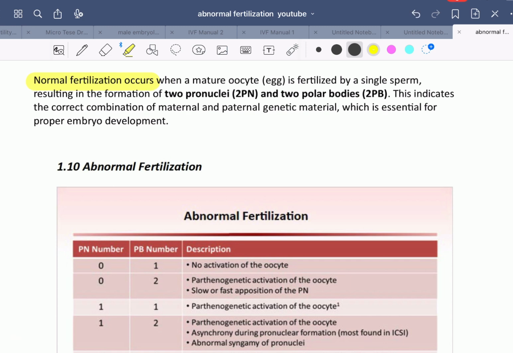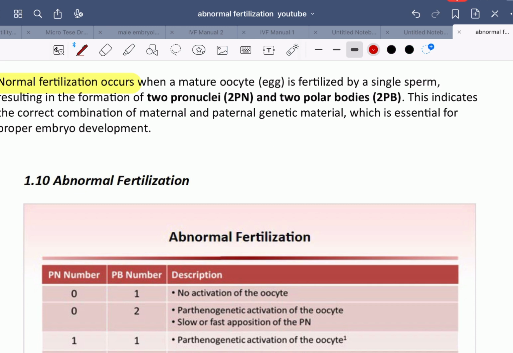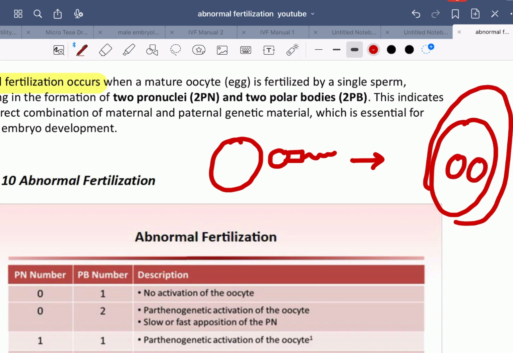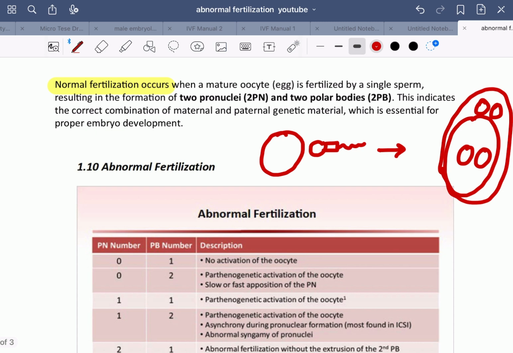Normal fertilization occurs when a mature oocyte is fertilized by a single sperm, resulting in formation of two pronuclei and two polar bodies. This indicates the correct combination of maternal and paternal genetic material, which is essential for proper embryo development.